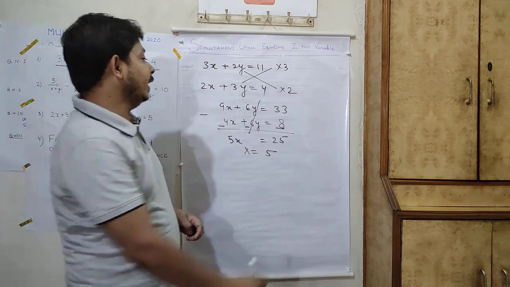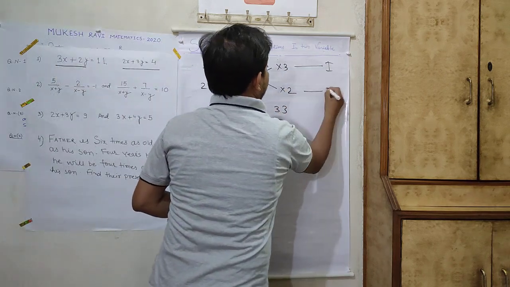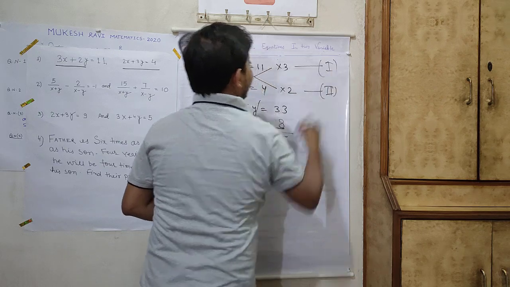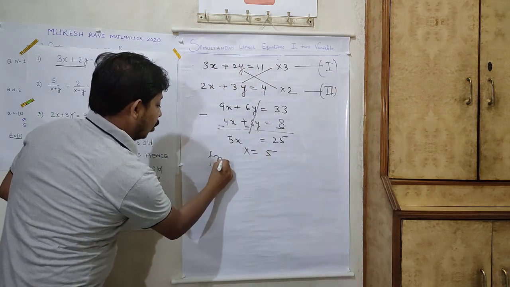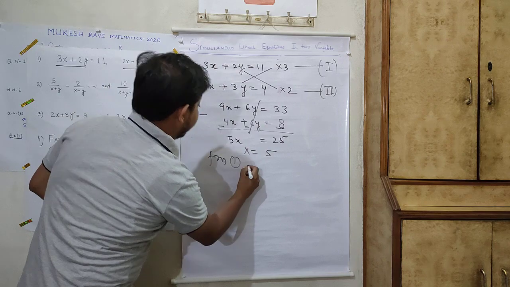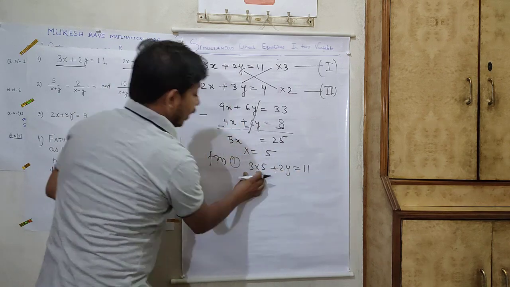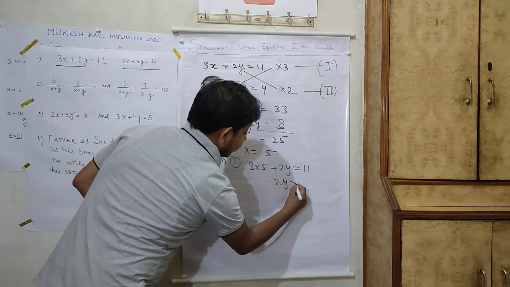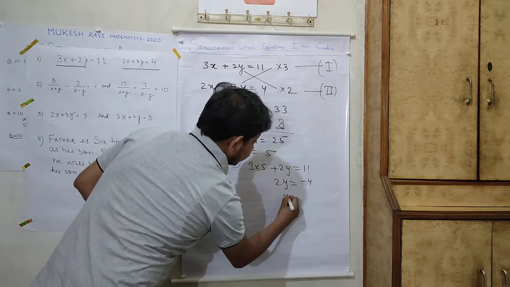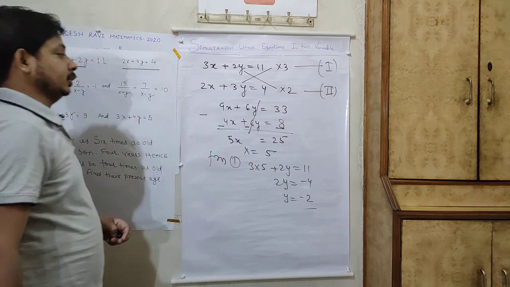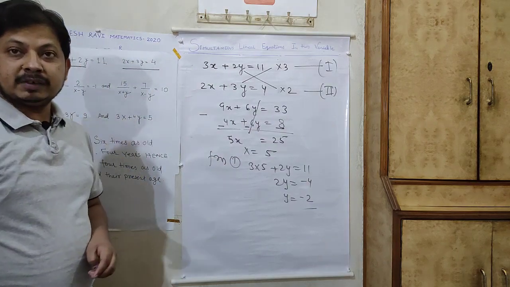My good habit again from the childhood age: always I write from 1. So from 1, x is equal to 5. 3 into 5 plus 2y is equal to 11. 5 3s are 15. 2y is equal to minus 4. Y is equal to minus 2. This is the first question.